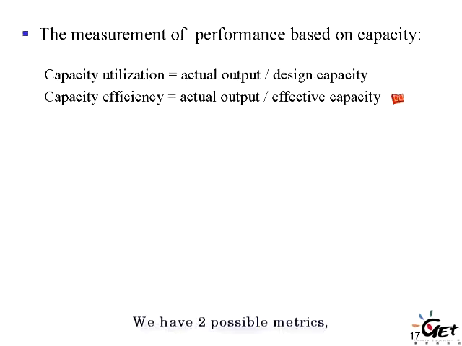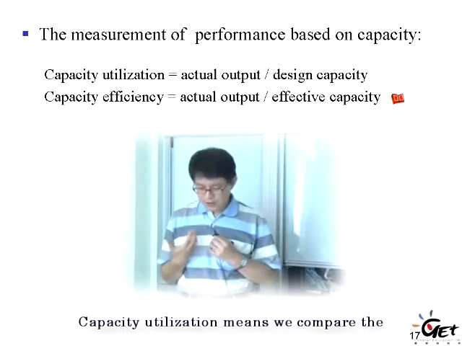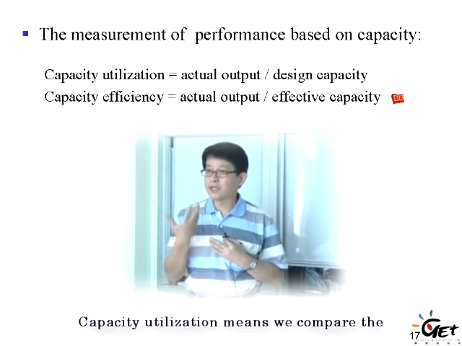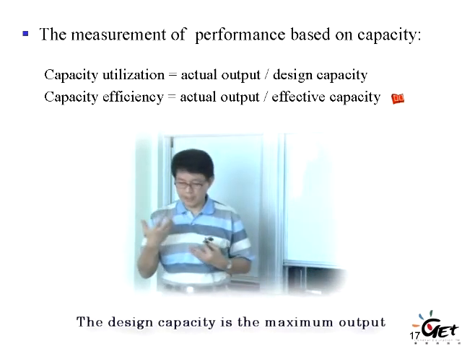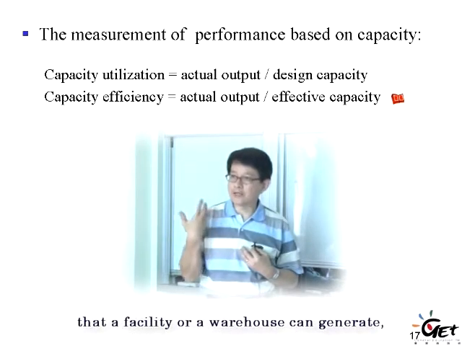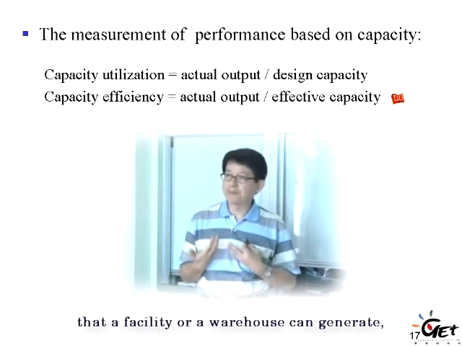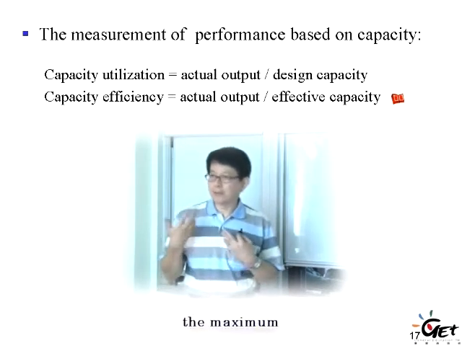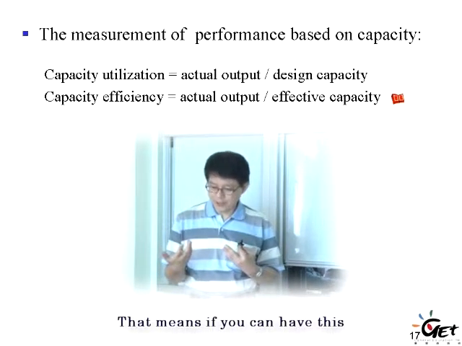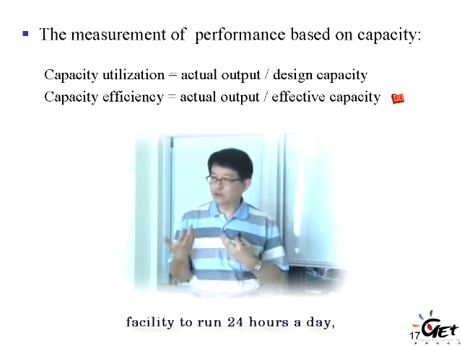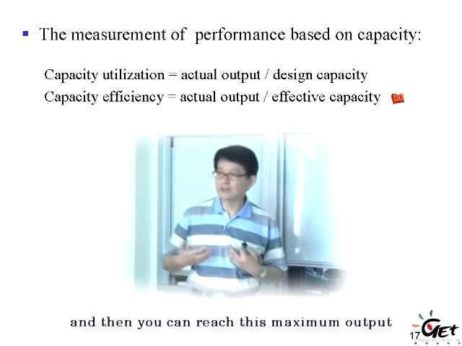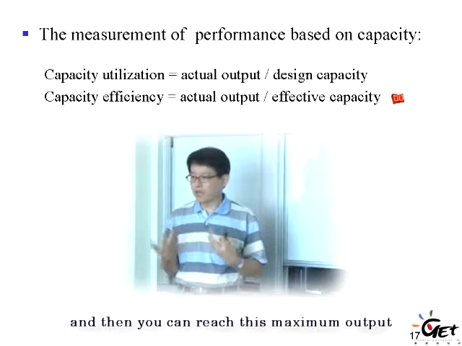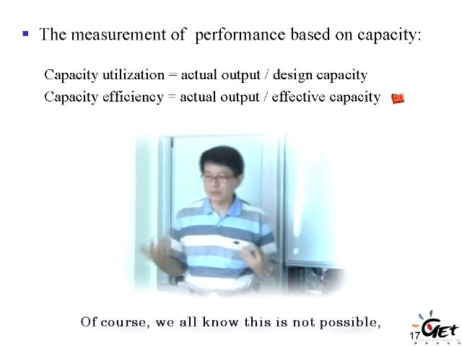We have two possible metrics. One is capacity utilization. The capacity utilization means we compare the actual output to the design capacity. The design capacity is the maximum output that a facility or that a warehouse can generate. Okay, the maximum. That means if you can have this facility to run 24 hours a day, 7 days a week, and non-stop, then you can reach this maximum output. Of course, we all know this is not possible, right?